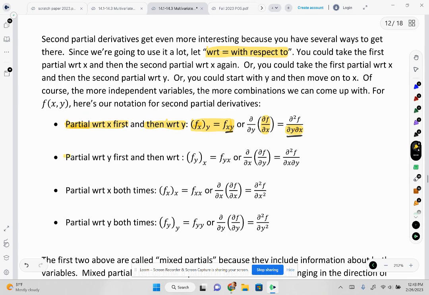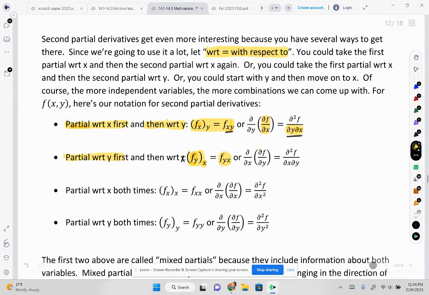Now, if we were supposed to look at the partial with respect to y first, and then with respect to x, the way that's going to look is we'll have our partial with respect to y inside the parentheses. That's telling me, first I took the partial derivative with respect to y. Outside the parentheses, it's saying, now let's take the partial derivative of that result with respect to x. And that's going to be written as f sub yx.